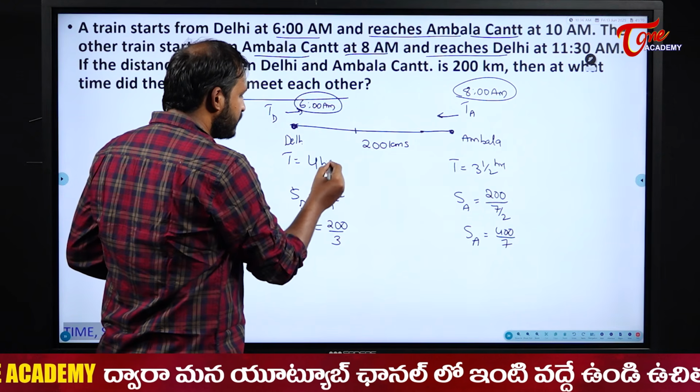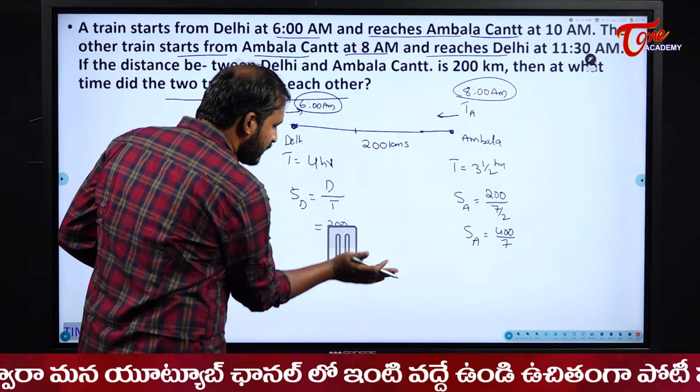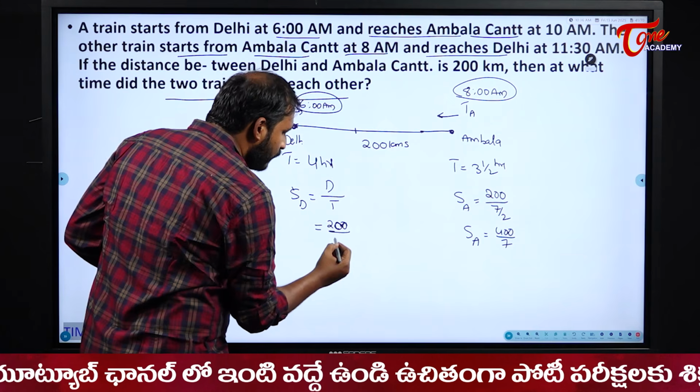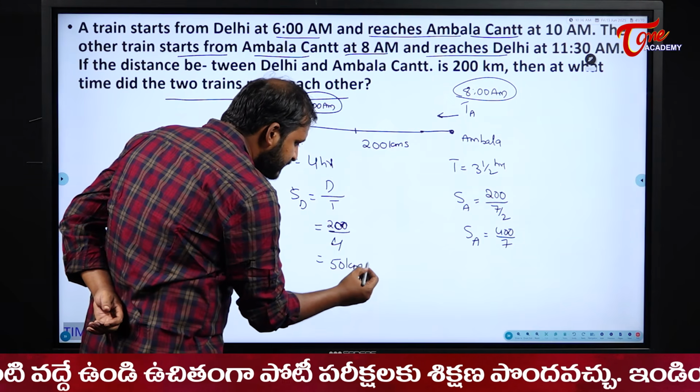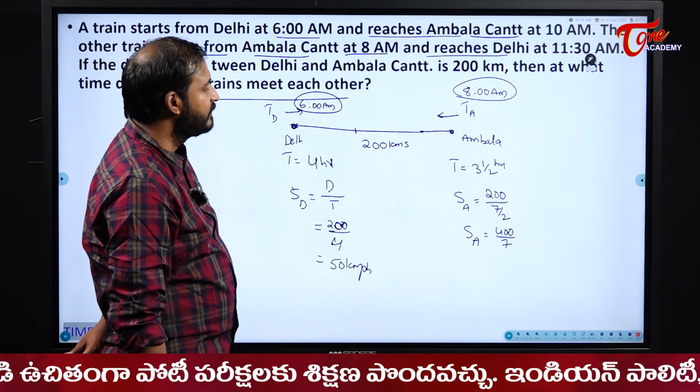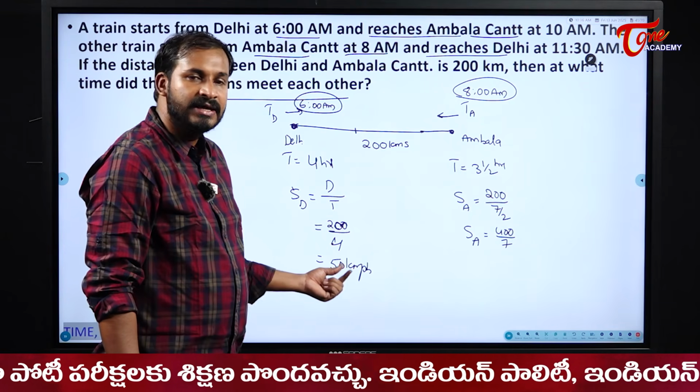This is 4 hours. So distance by speed: 200 by 4. What is its speed? 50 km/h. Its speed is 50 km/h.